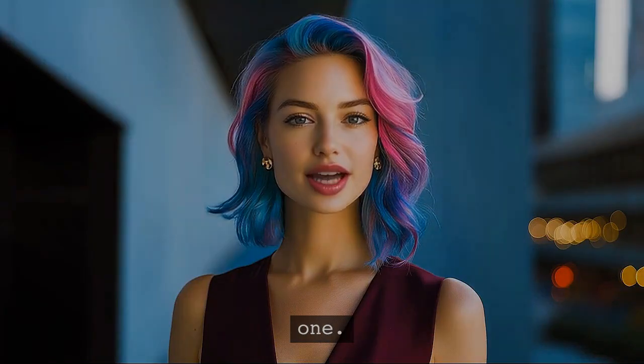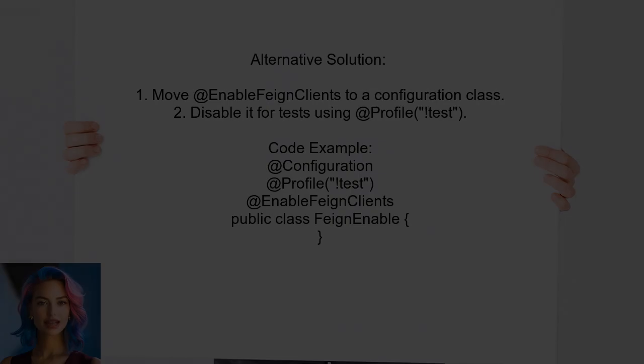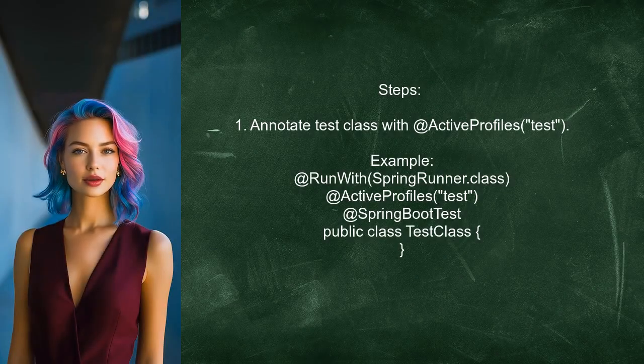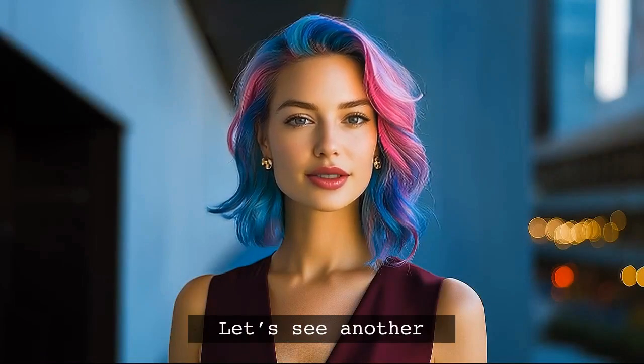Let's explore another one. An alternative approach suggests moving the @EnableFeignClients annotation to a configuration class that is disabled for tests. This prevents the creation of Feign beans during testing. Then, annotate your test class with @ActiveProfiles("test") to ensure the configuration is applied correctly. That's the end of that answer. Let's see another perspective.